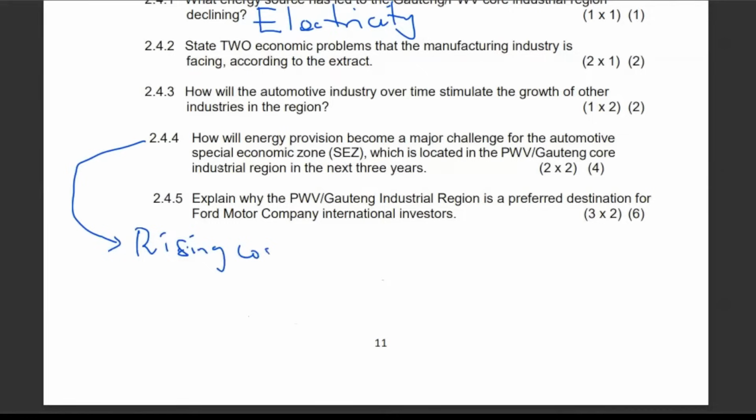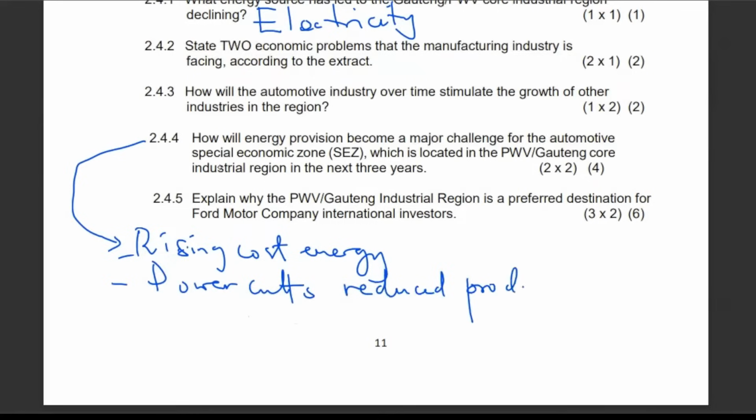Rising cost of energy will ultimately reduce profitability of the business if you are having high cost of energy. Then also we can look at there are going to be power cuts. If there are power cuts, what's the implication? Or if there's load shedding, there's going to be reduced productivity because there will be lost hours of production. It is going to reduce productivity because of power cuts.